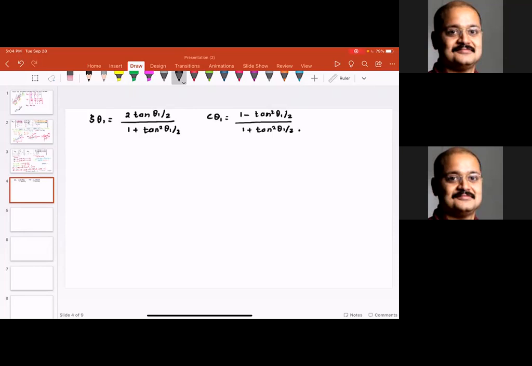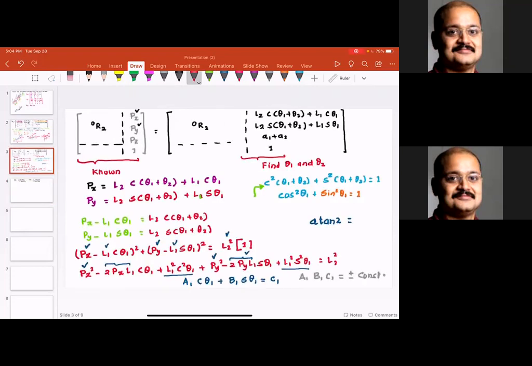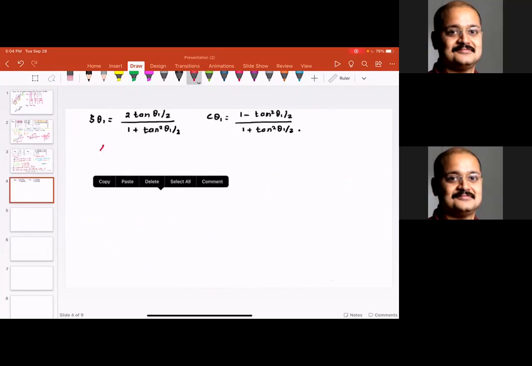Now you may say, hey, this equation is becoming even more complex, but this substitution simplifies the equation substantially, because check this out. Our equation is a1 cosine theta 1 plus b1 sine theta 1 is equal to c1.